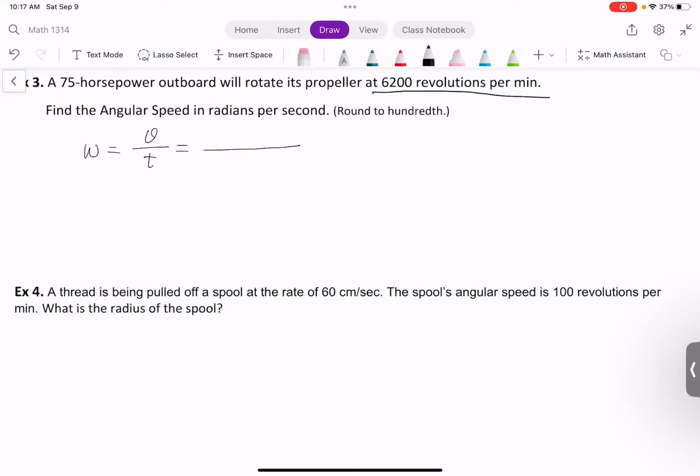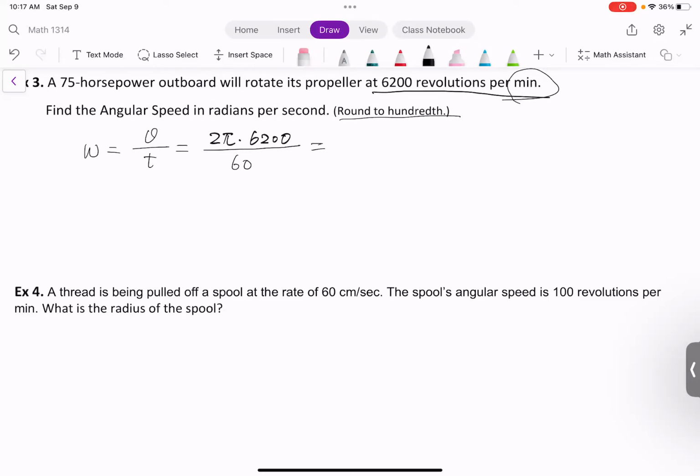6,200 revolutions. What is the angle? One revolution is 2 pi. And 6,200 revolutions, 2 pi times 6,200 per second. I want to convert minutes to seconds, so that's 60. Let's use our calculator to find the solution, because the question is asking right to the hundreds.